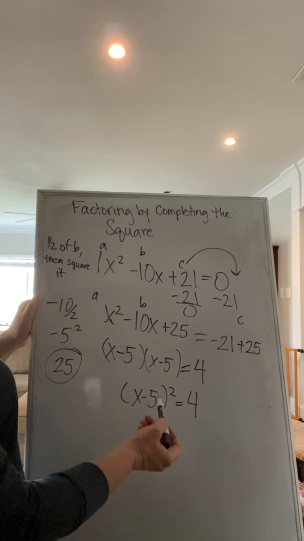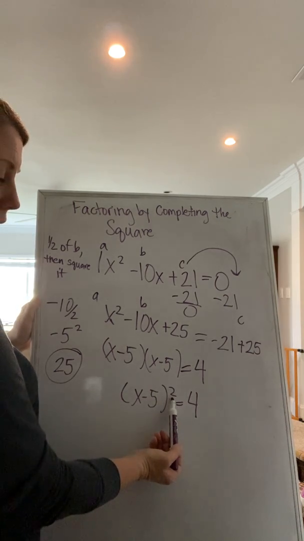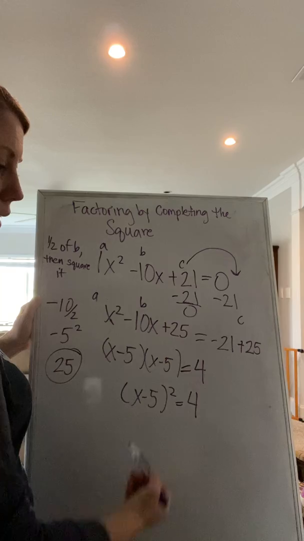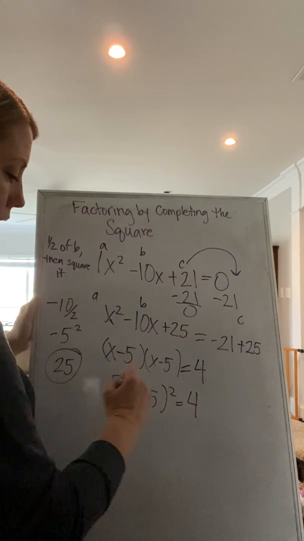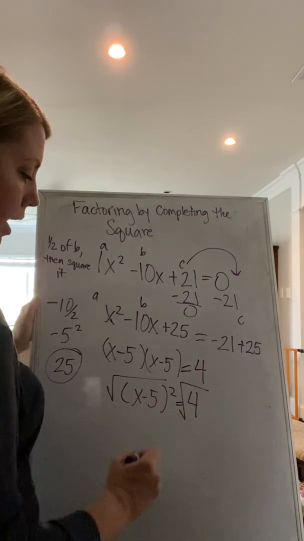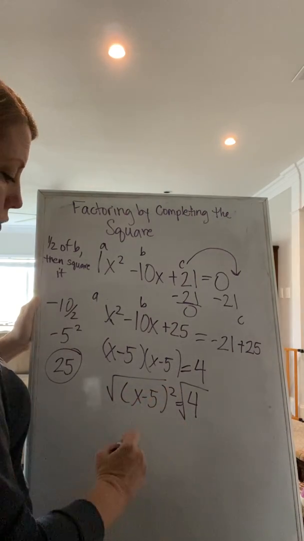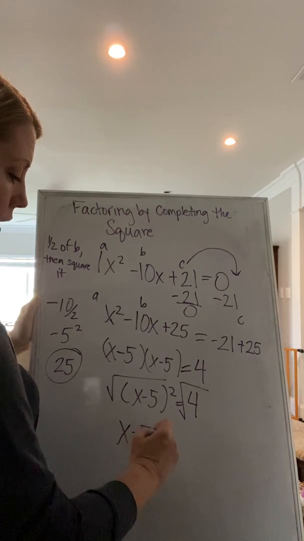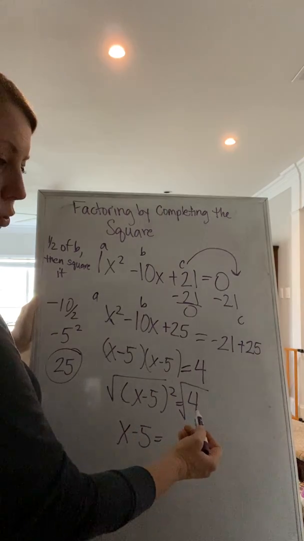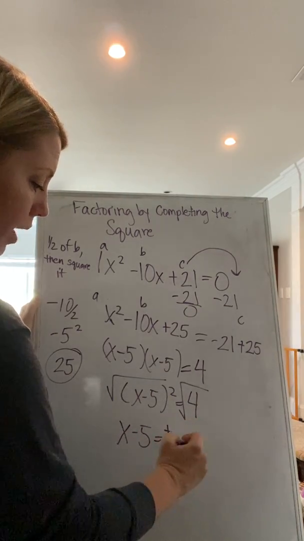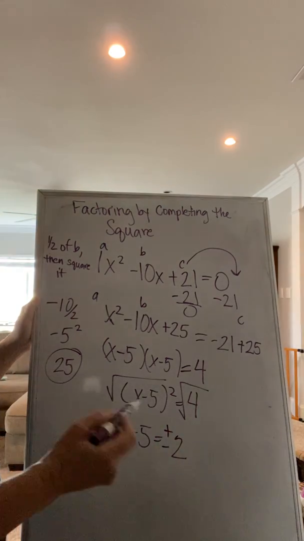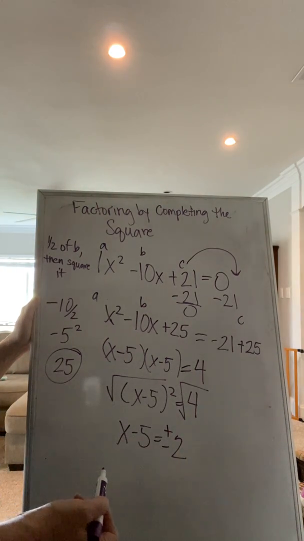And then remember, the way to get rid of this squared thing is to undo it with taking the square root. So I'm going to take the square root of both sides, which all that radical does is take off the parentheses and take off this squared. X minus 5. And then I have square root of 4. Well, we know square root of 4 is plus or minus 2. It could be a positive 2. It could be a negative 2.